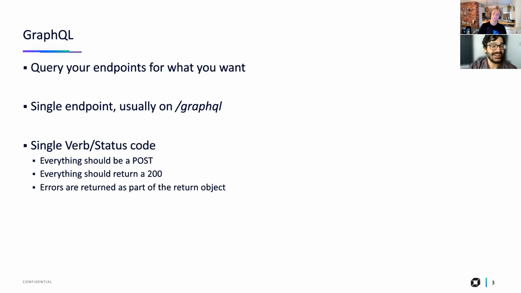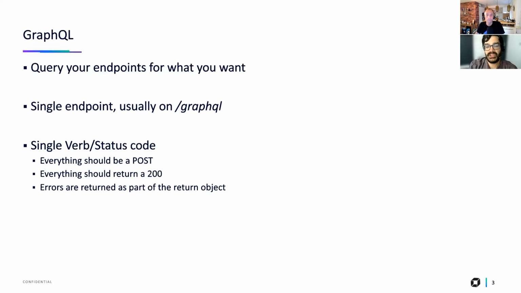There's also this kind of issue of single verb and status code. You should be doing everything on a POST. Some will say, well, you can do GET requests. That's usually not preferred. There's a multitude of reasons. So there's already your first hint that you should put everything on a POST. If you're using GETs, try to migrate over. And then everything should return a 200.